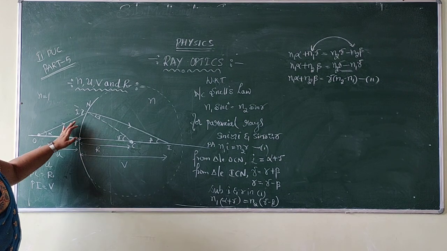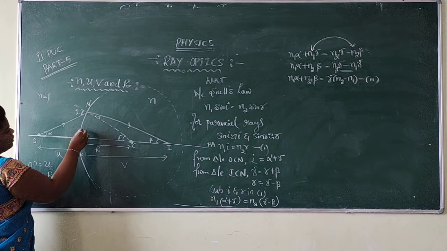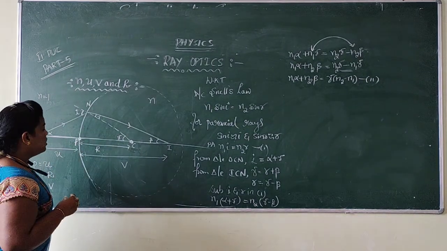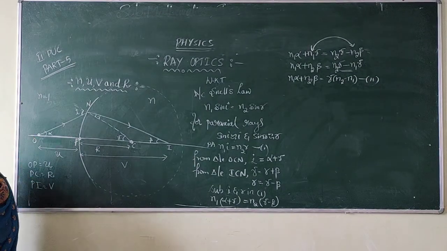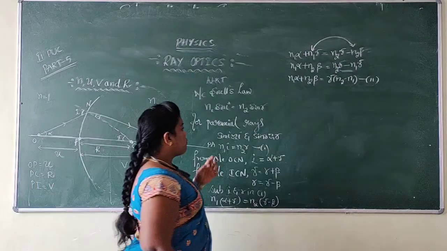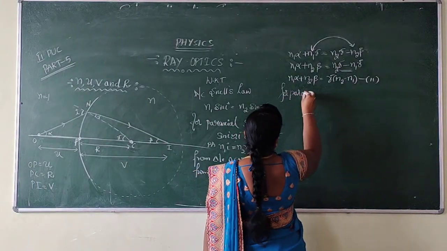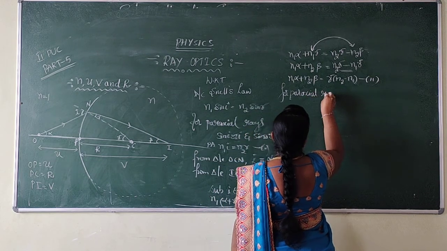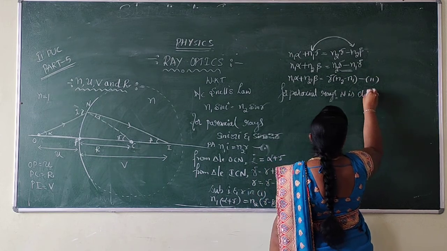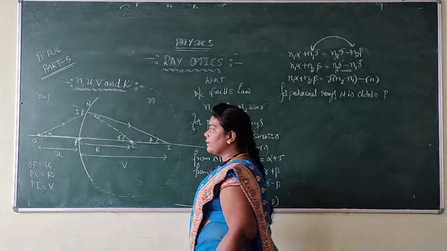I'm repeating again. For paraxial rays, N becomes very close to P. If N is very close to P, it becomes a straight line, right? So then I can write NP as a straight line, dear students. So for paraxial rays, you should write this condition: N is close to P, so NP becomes a straight line.